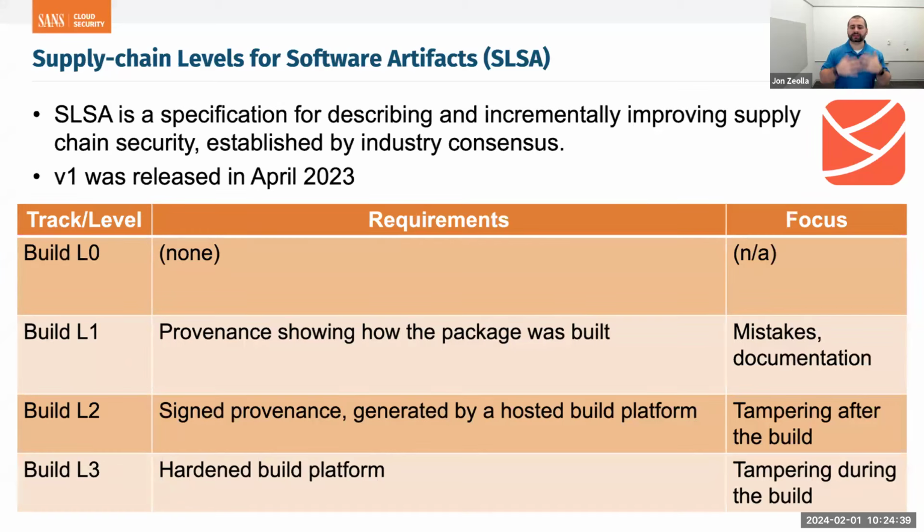Then we can get to level 3. That's a hardened build platform. We want to reduce tampering during the build. And if you remember, there's all kinds of different things, dependencies, build, source, etc., that were issues. And we're not talking about all of those. We are just talking about during the build stage, how do we go from having nothing to improving our quality, reducing the likelihood of tampering after the build, and then reducing the likelihood of tampering during the build.